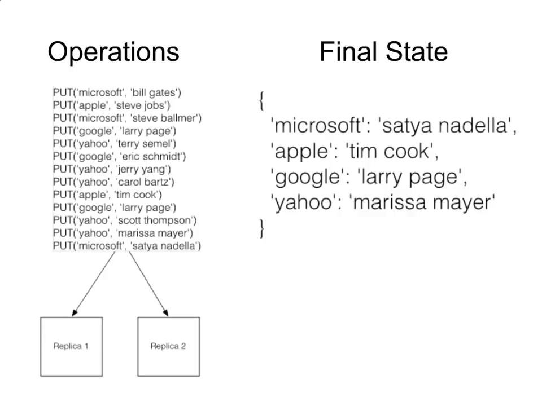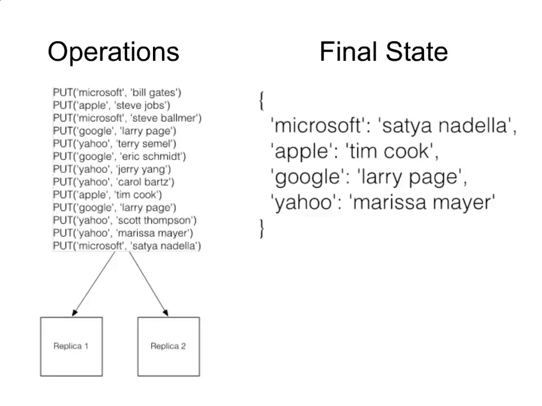So to understand this slide, on the left, I have a list of changes to my hash table. My first update is I'm putting Bill Gates as the CEO of Microsoft. And I'm putting Steve Jobs for Apple. And then Microsoft gets updated to Steve Ballmer. Google gets Larry Page, and so on and so on. And down at the end, you see this very fast succession of updates for Yahoo as they go through different CEOs. And you can imagine exactly the kinds of things that could go wrong here.